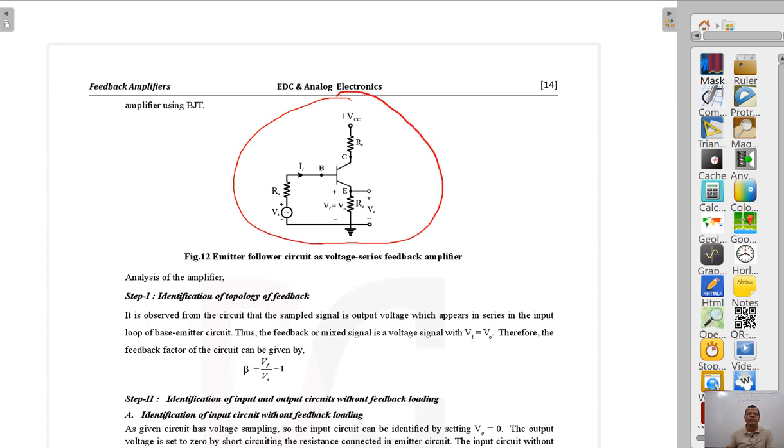What do you mean by voltage follower? Or rather than saying voltage follower, that is basically an emitter follower circuit, where the output is being taken from the output terminal here. This is the point where we are taking output. Fine.